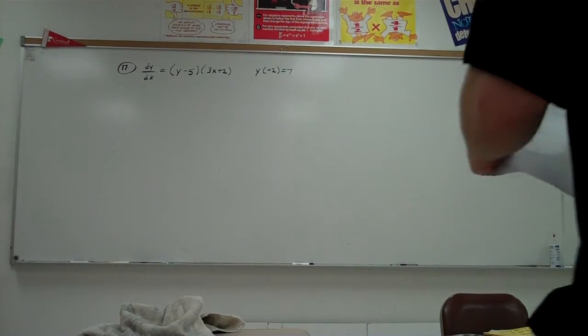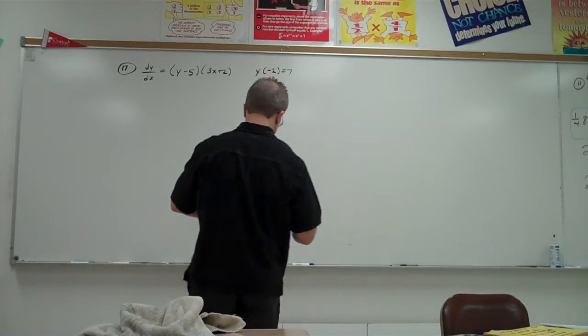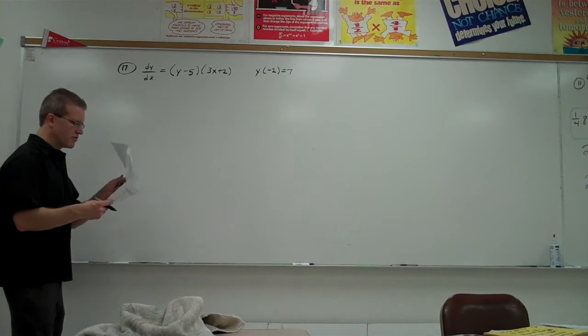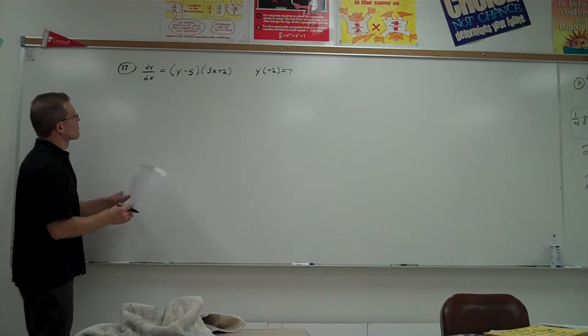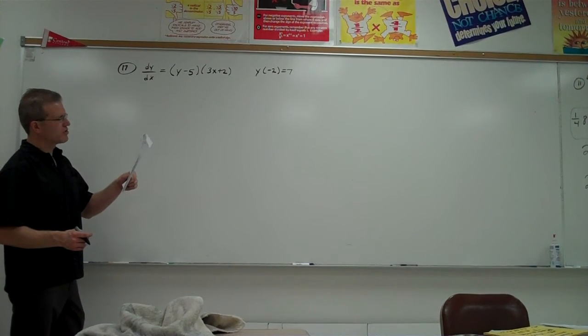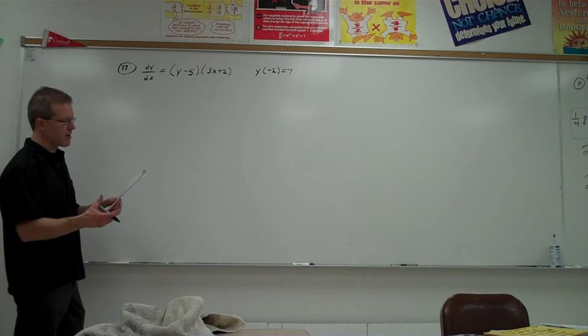All right, this is number 17 on the chapter 6 / benchmark 7 review packet. It says solve the initial value problem analytically using separation of variables. Put all answers in the form y equals f of x. In other words, solve for y.